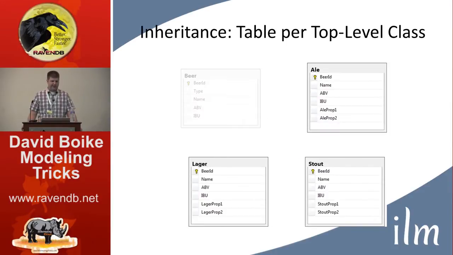So you could try to optimize that by taking the base table out of that and plugging all of the properties into the derived tables and having basically a table per top level class. And I think NHibernate allows this option when you're using that. So Lager, for instance, has the beer ID and the name and all that stuff, plus its Lager properties. But then, of course, you have 3 different tables and they really have no connection whatsoever. So if you have no idea if it's an ale or a lager or a stout, you don't even have any idea where to query, and you're kind of screwed.